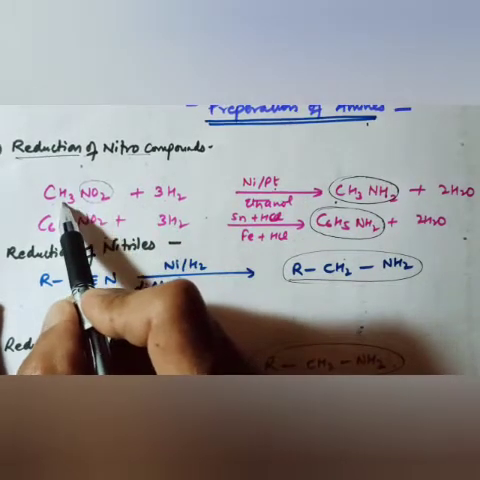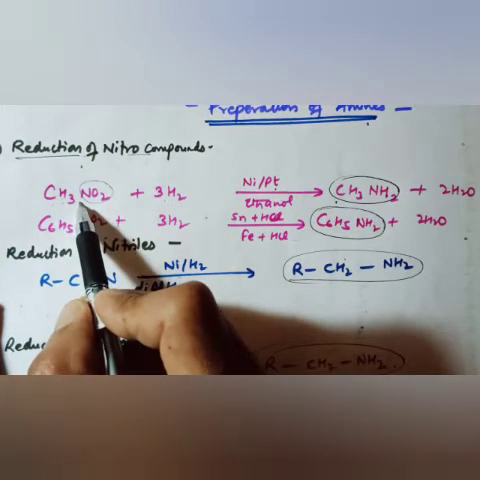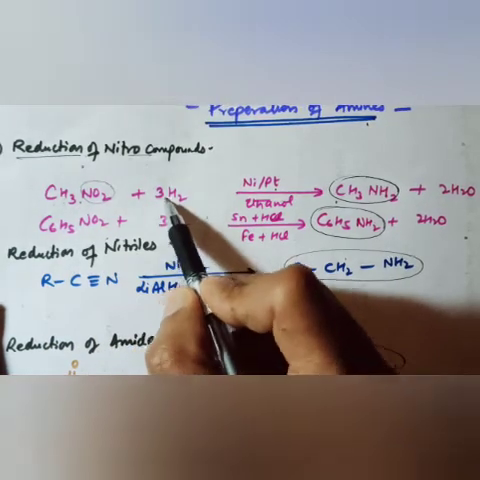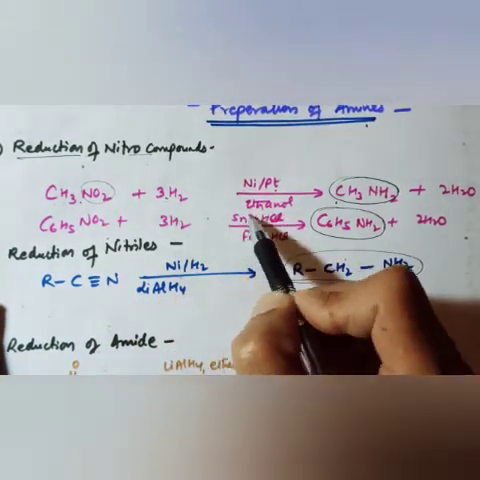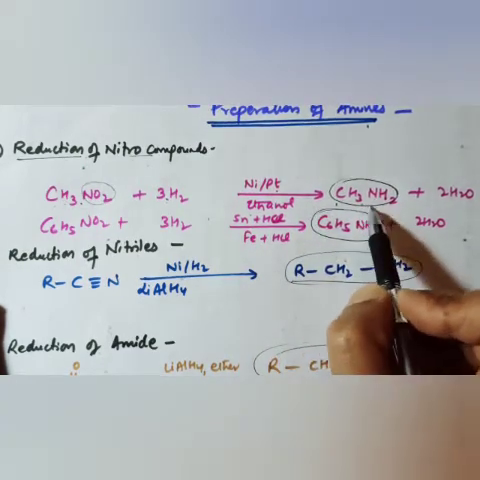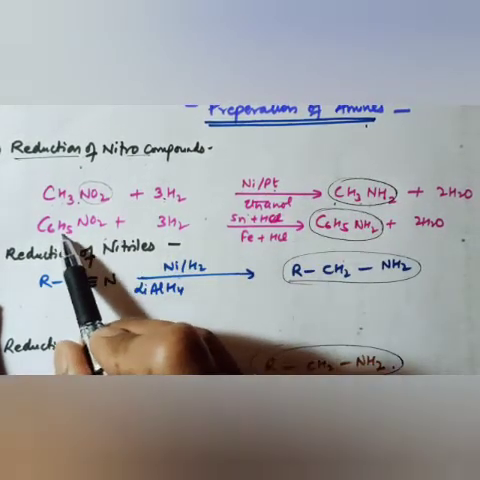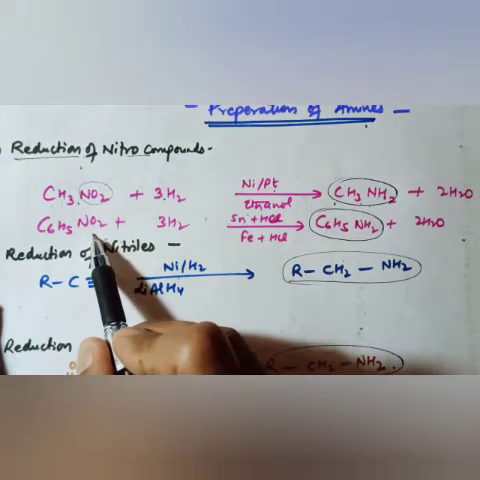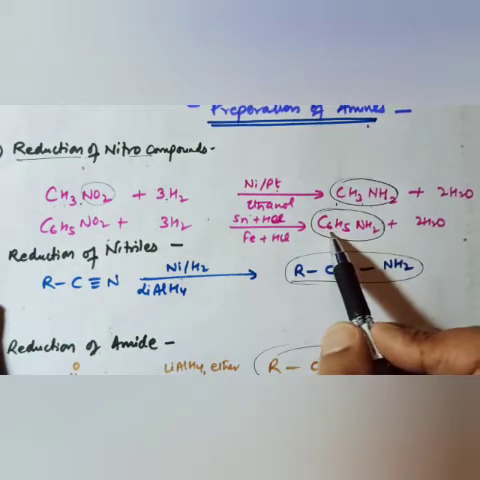Just for example, nitromethane is reacting with 3 hydrogen in the presence of nickel, platinum and ethanol. It will give us methylamine. Methylamine is an amine. Similarly, nitrobenzene will convert into aniline.